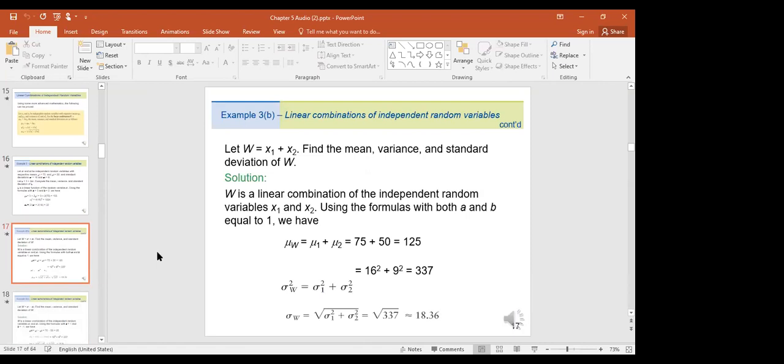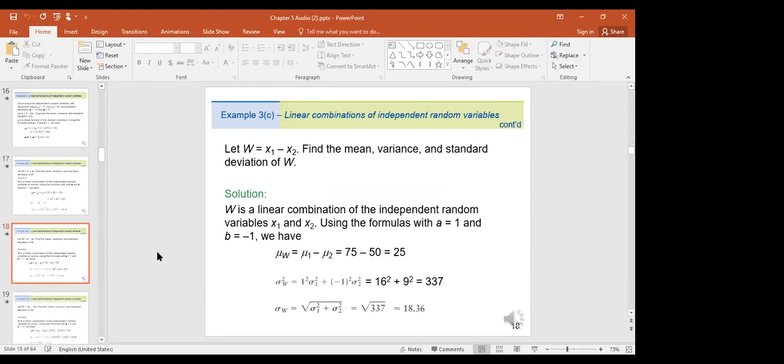Let W equal x1 plus x2. We want to find the mean, the variance, and the standard deviation. So this is a linear combination of two random variables. The mean is just the sum of the means. And the variance is also the sum of the variances because the coefficients are 1, so when you square them, they remain 1. So this happened like that because it is x1 plus x2.